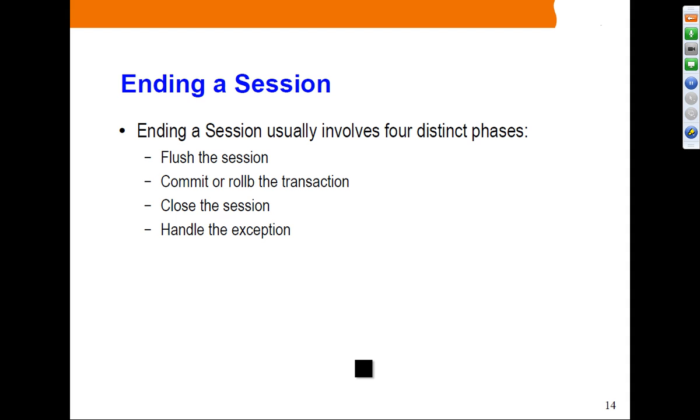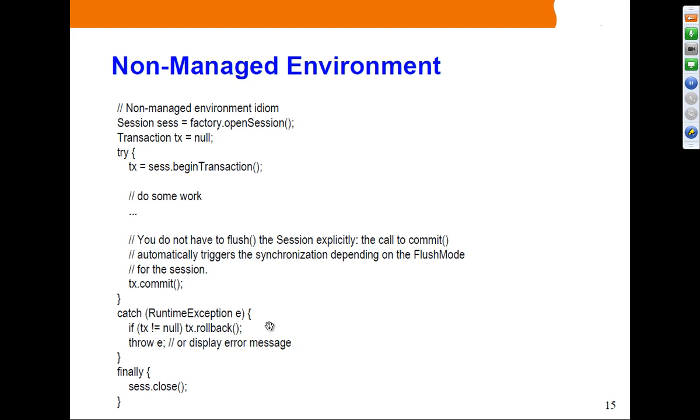Ending a session involves these things: flushing the session, commit or rollback of the transaction, closing the session, and handling the exception. So this is the code that we have seen all along. This is the non-managed environment case that we've been seeing because we are using a Java SE application. You have a session, and you are using the Transaction API, so we get the transaction object, you do some work, and then you commit. You do not have to flush the session explicitly because the commit automatically triggers the synchronization, depending on the flush mode of the session. If it fails, it rolls back, and at the end you close the session.